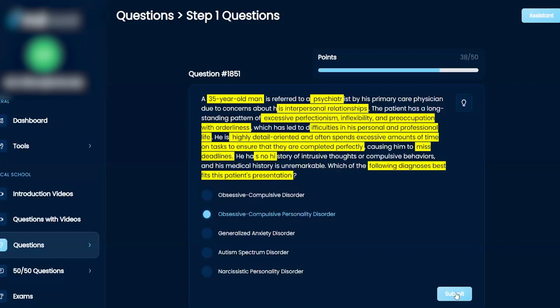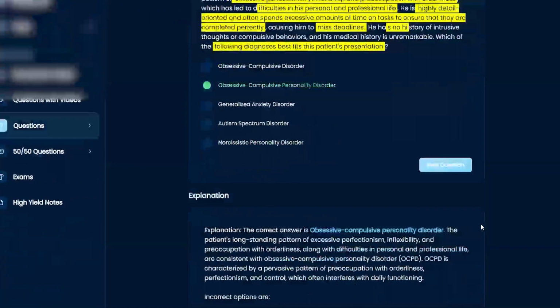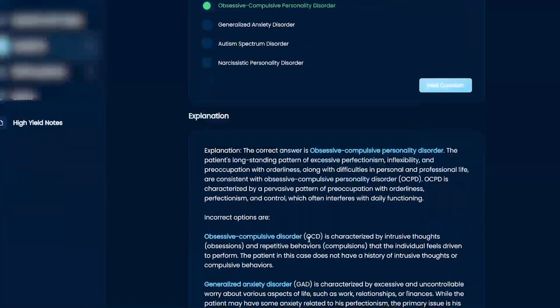Final answer. Yeah. Great, great, yeah. So, it's the personality disorder, right? Consistent with kind of how he is, right? But OCD, right? Intrusive thoughts, right? With obsessions and compulsions that individually driven to perform, right? In this case, does not have a history of intrusive thoughts or compulsive behavior. It's just his personality, right?